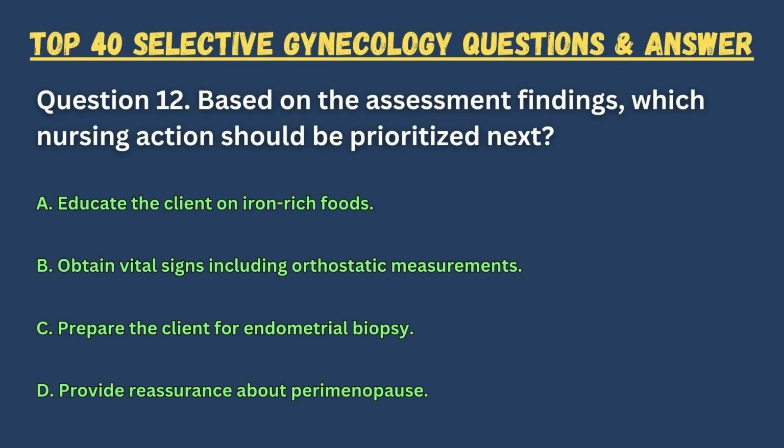Question 12. Based on the assessment findings, which nursing action should be prioritized next? A. Educate the client on iron-rich foods. B. Obtain vital signs, including orthostatic measurements. C. Prepare the client for endometrial biopsy. D. Provide reassurance about perimenopause.